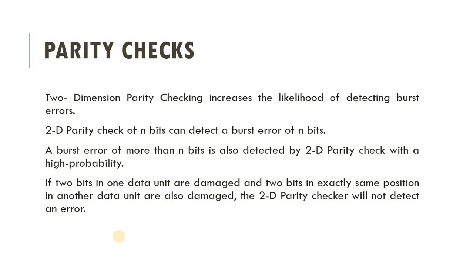So in two-dimensional parity, if there are n bits changed in our data, we can implement it as n-bit parity checking. So it can be used in that type of scenario also. And if 2 bits are changed and that is done at exactly the same position in another data unit also, then in that situation the two-dimensional parity checker will not detect the error, so that is the disadvantage. So that is all about the parity checks.